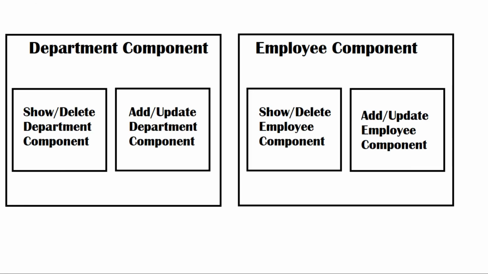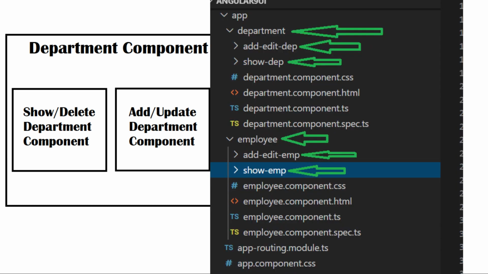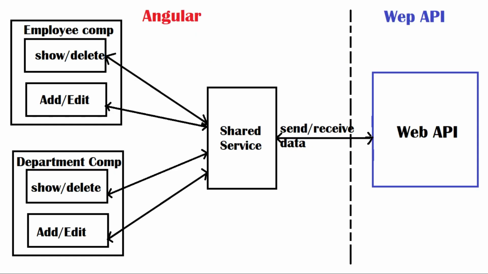Again, inside each of these components, we can add child components. One child component to show or delete records. Another child component to add or update records. And this is how the component folders actually look in the project. This is how the architecture of our Angular project looks like.